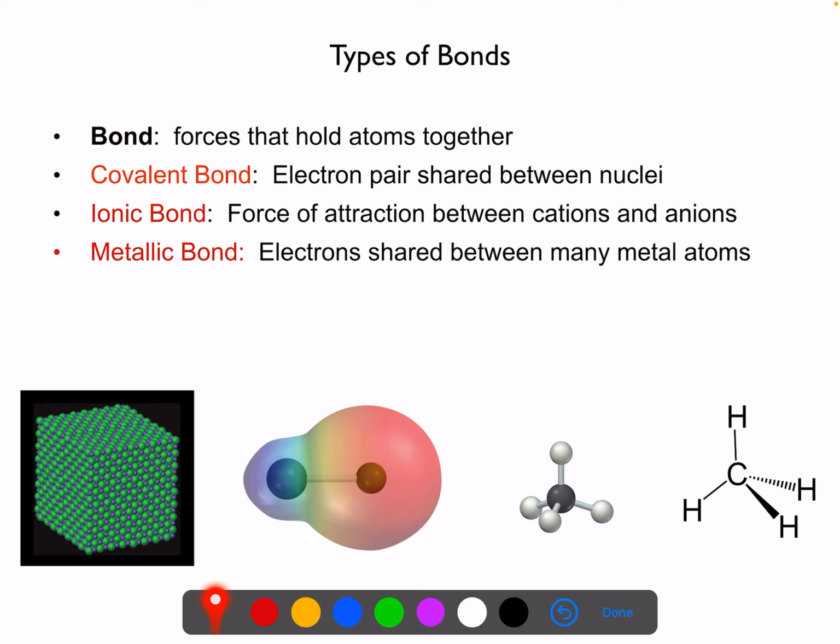Now, there's a couple different types of bonds, and we're going to go over each. There's a covalent bond, and this is where an electron pair, so two electrons, are shared between nuclei. We have an ionic bond, which is a force of attraction between a positively charged cation and negatively charged anion. And then we have a metallic bond, in which electrons are shared between many metal atoms. So instead of shared between two atoms, they're shared between a lot of atoms. This lecture is going to focus on ionic bonding. And in the next lecture, we'll talk about covalent and touch upon metallic bonding.